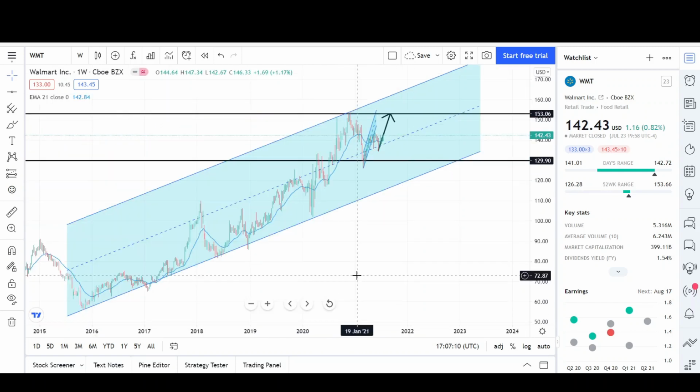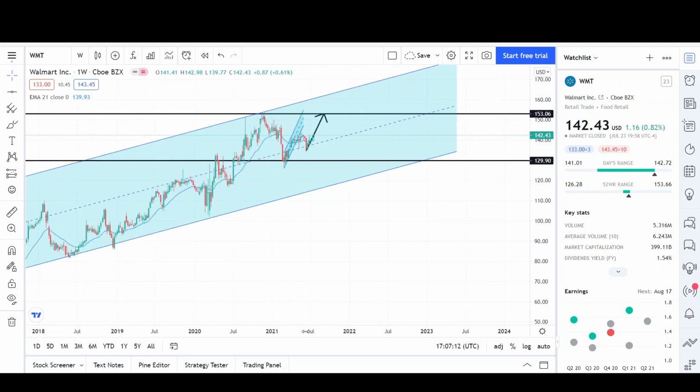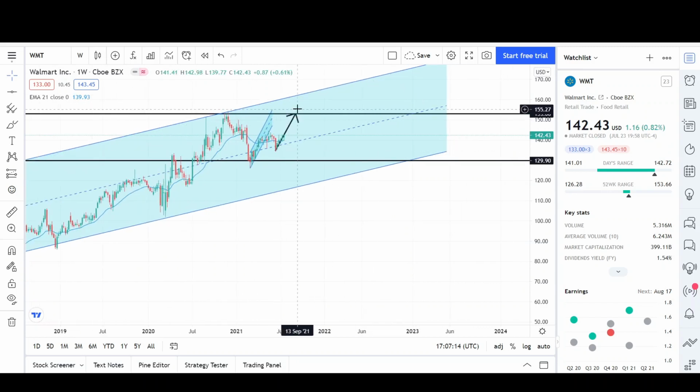So there you have my analysis for Walmart. It looks like we're in the formation of the second leg right now. So if that plays through, the target is the 153 level and maybe even a little more.